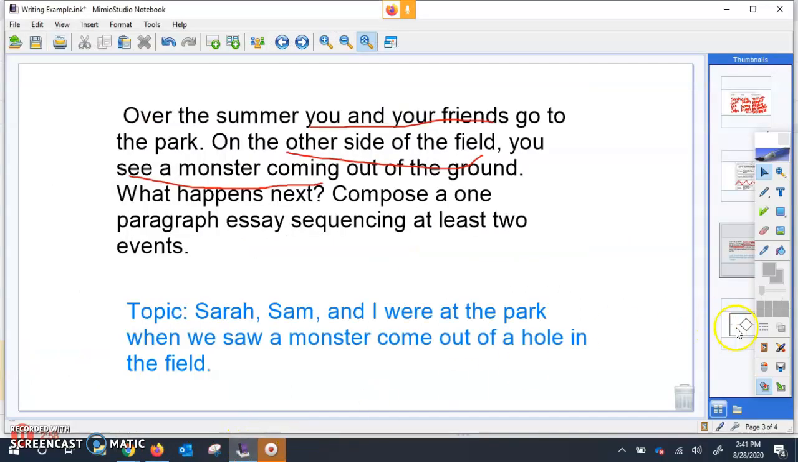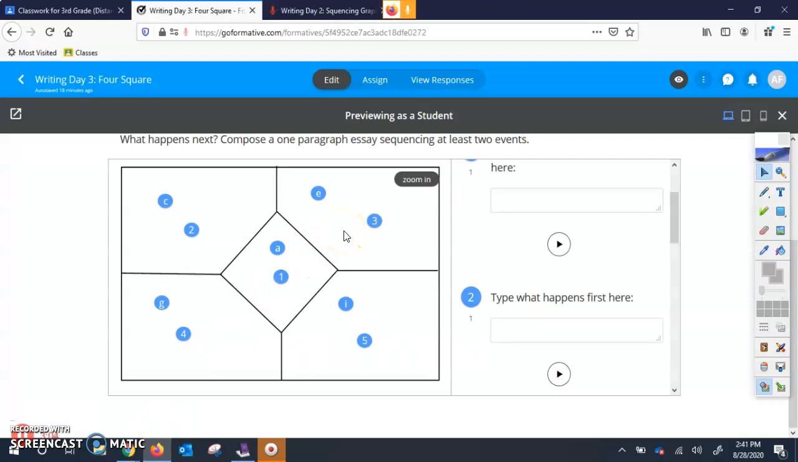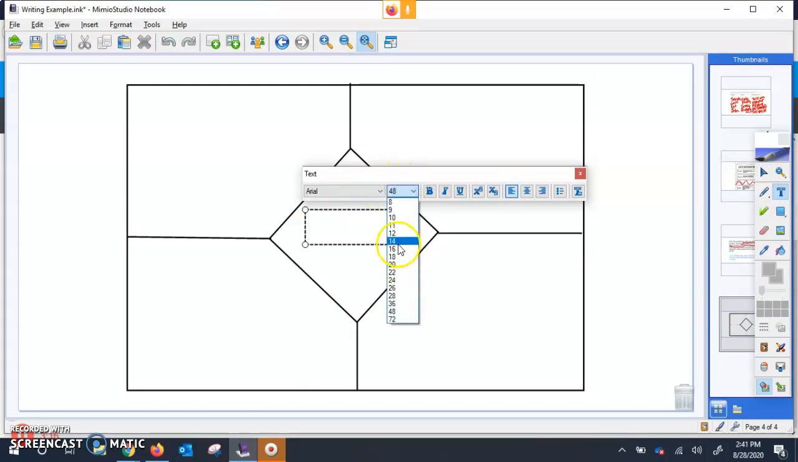You're going to have a formative that looks like this graphic organizer. Or here's the example that you're looking at right now. For day three is our Foursquare. And our topic is going to go right here in the middle of our Foursquare. So we have our Foursquares here, and in this diamond, we're going to put our topic. If you recall, our topic was Sarah, Sam, and I were at the park when we saw a monster come out of a hole in the field. So I put it all there.